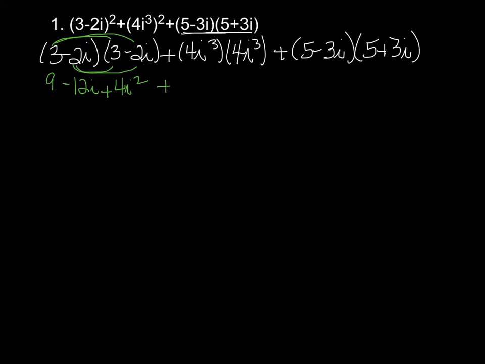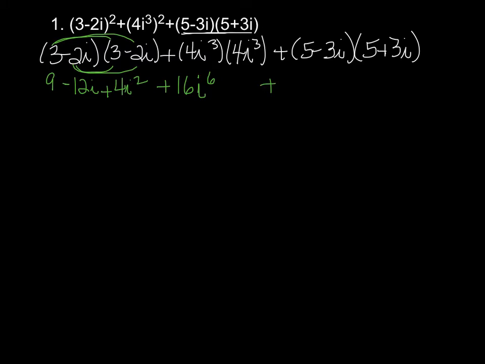All right, let's move on, and we have a plus sign here. Now here I'm going to multiply the 4 times the 4, which is 16, and i cubed times i cubed. Now remember, when you have the same base, you just add the exponents when you're multiplying, so that would be i to the 6th. All right, now let's go down here to the end.